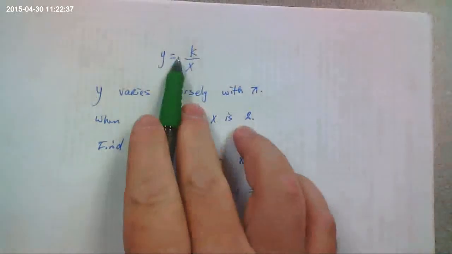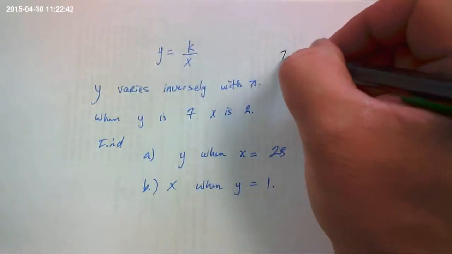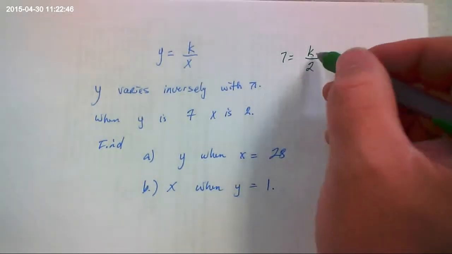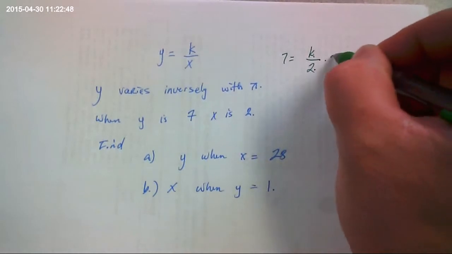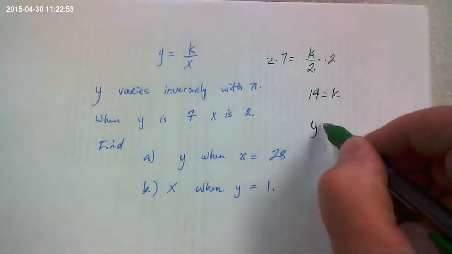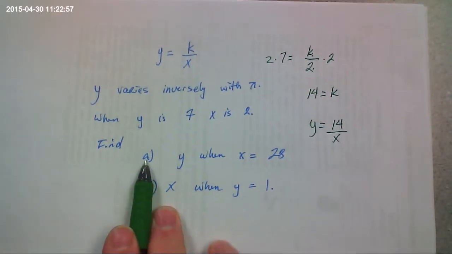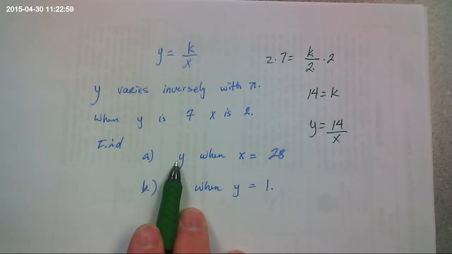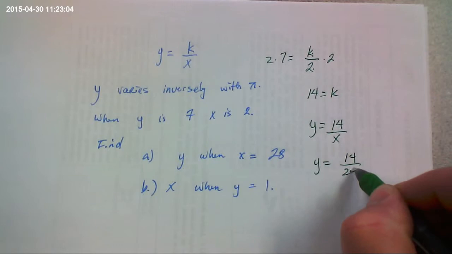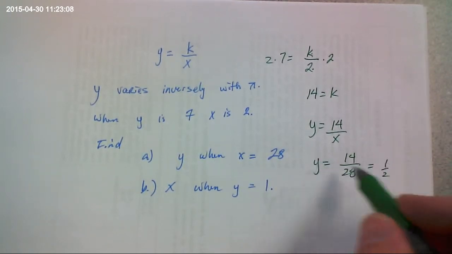So first thing first, we're going to start with our formula. Y equals k divided by x. So it says y is 7 when x is 2. We have to solve this. K is being divided by 2, so the inverse of that would be to multiply. So k is 14. So here's our formula. 14 divided by x. Part A, it says find y when x is 28. So it looks to me like that's 1/2. So the first answer is 1/2.